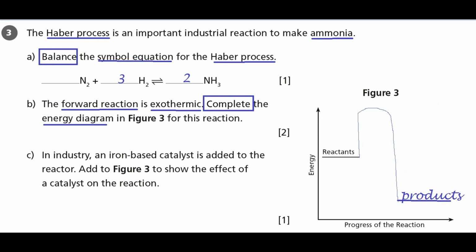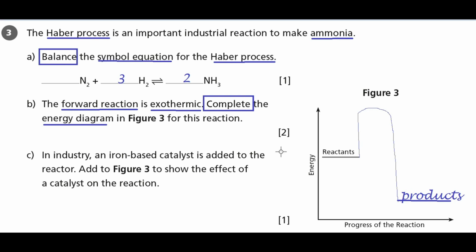So what are we getting the marks for? Because this is a 2-mark question. You get 1 mark for putting the activation hill, and you get 1 mark for putting the products less than the reactants in terms of energy. Let's look at part C. In industry, an iron-based catalyst is added to the reactor. Add to figure 3 to show the effect of a catalyst on this reaction.